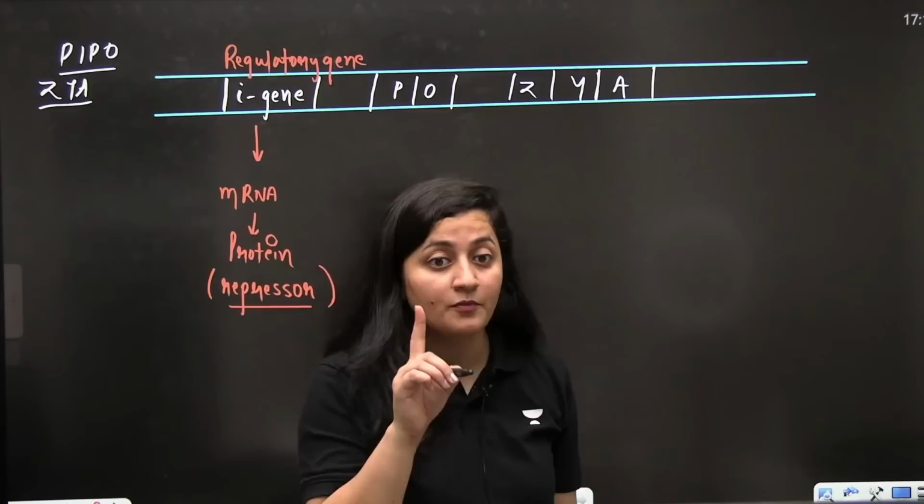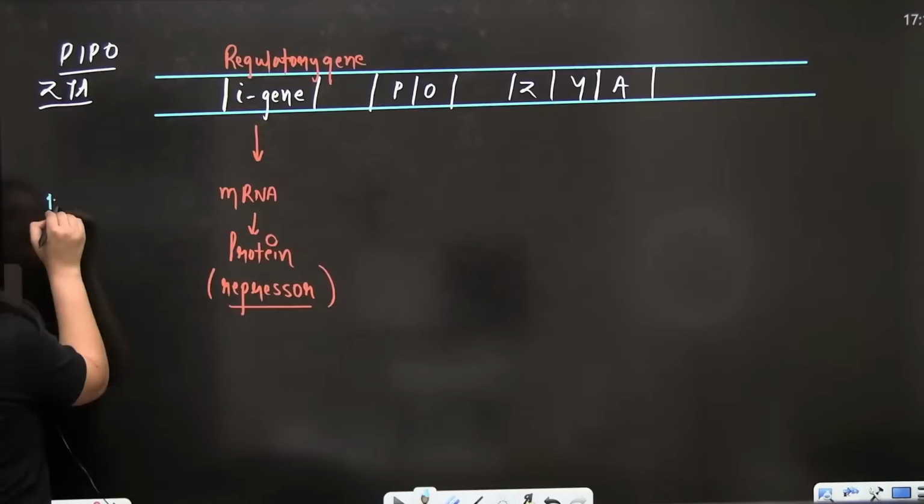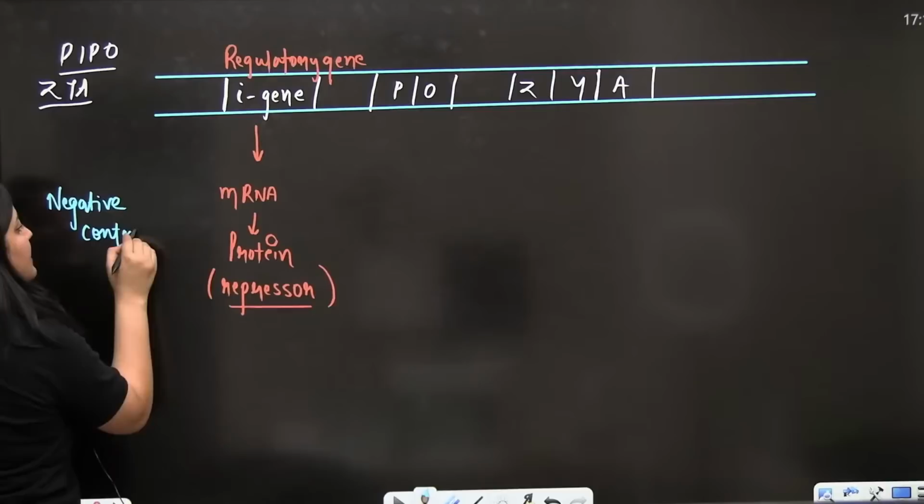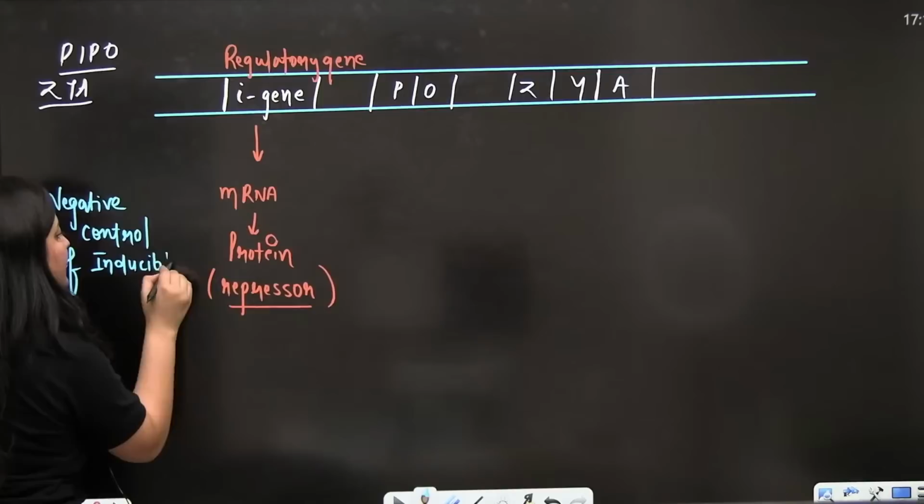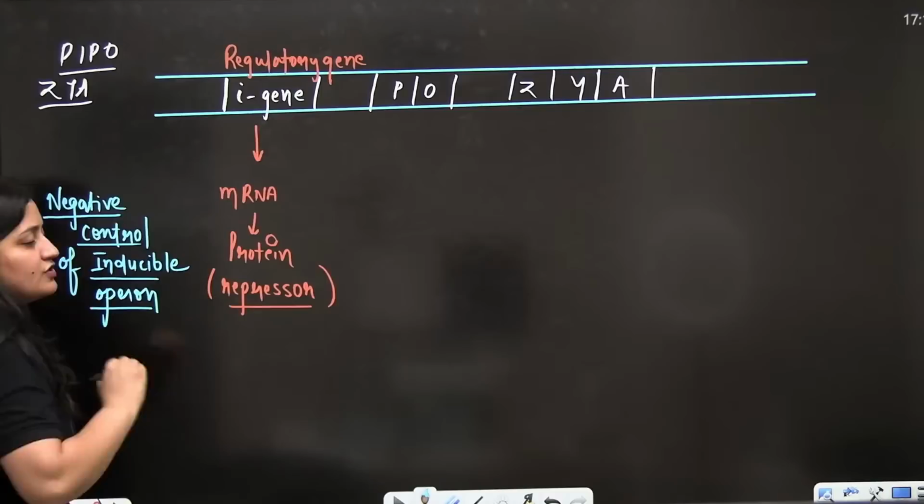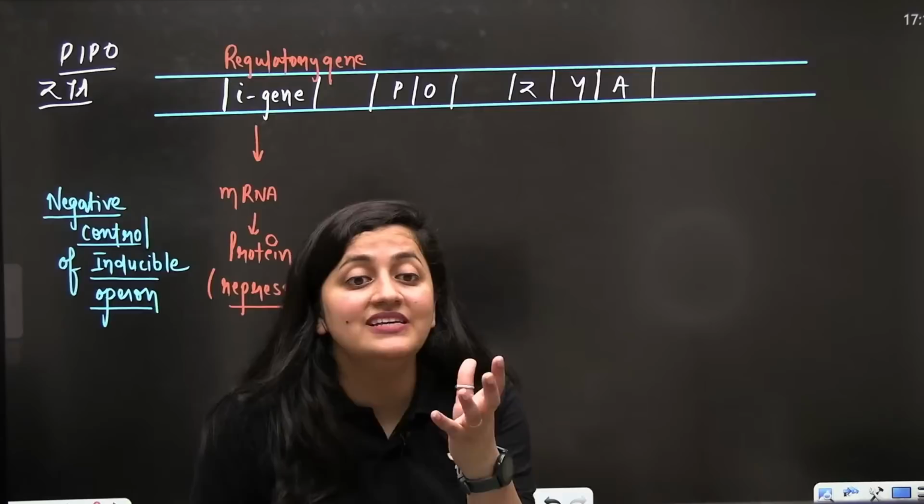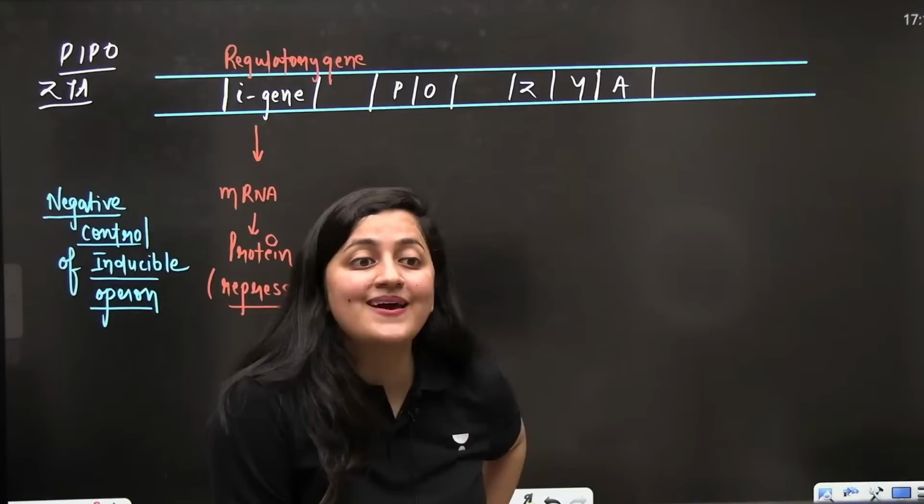See, bachche, in your syllabus, you study the negative control of inducible operon. Right? Negative control of inducible operon. Now, why are we saying that it is a negative control? Anyone in the class? Do you know the meaning here? Why are we using the word negative control?